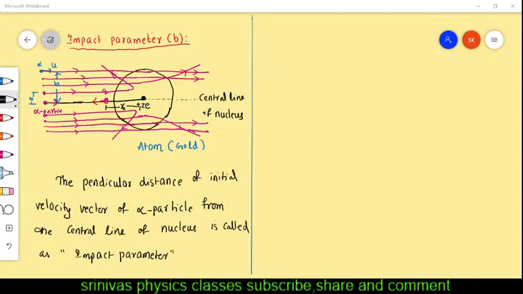Okay, students. Now I'm going to start the class. You listen very carefully. Today we are going to continue the atoms chapter, and I will explain some more points regarding the Rutherford alpha scattering experiment.